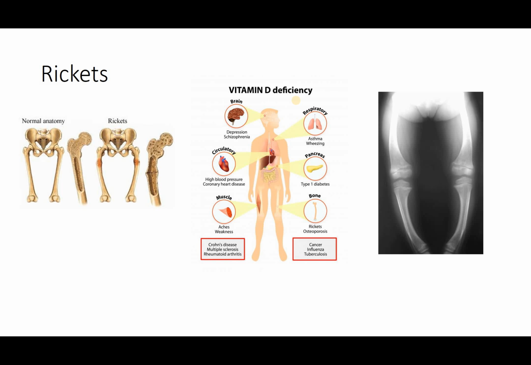And there on your left side, you're seeing an animation of Rickets. Here's a normal lumbopelvic with your femur heads and the diaphysis and all that. And then in Rickets, you're seeing that bowing deformity and brittle bone because of demineralization due to deficiencies in calcium and vitamin D.